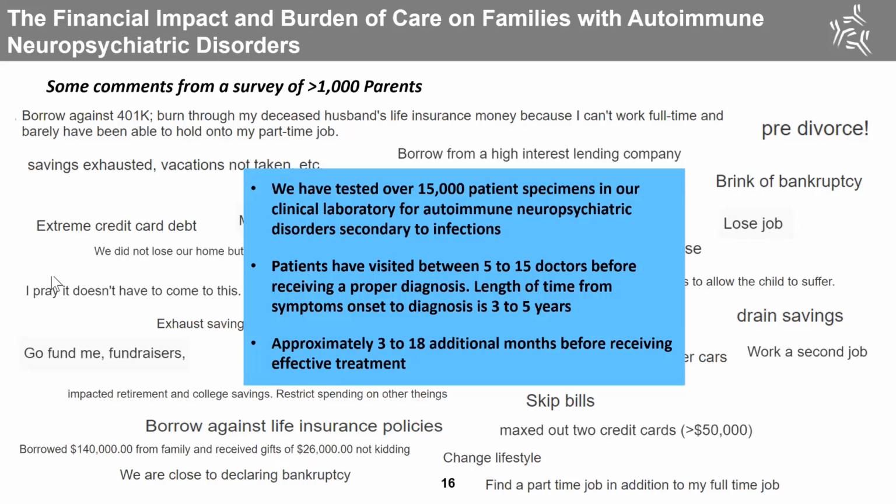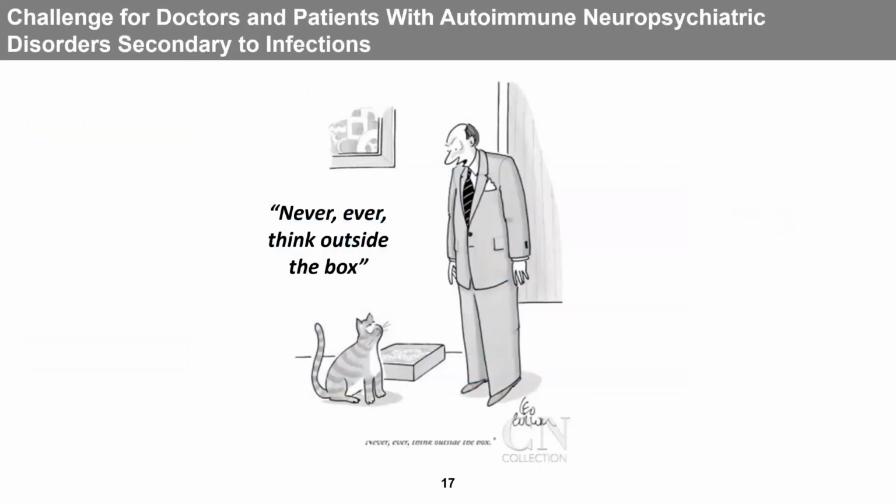So for you who are taking care of patients with these, let's say, chronic neurologic, psychiatric, behavioral disorders that are maybe unresponsive to standard therapy, they will probably have seen multiple specialists and have been looking for help for a long period of time. So this represents the challenge you face and patients see with autoimmune neuropsychiatric disorders secondary to infection, and this says, never ever think outside the box.